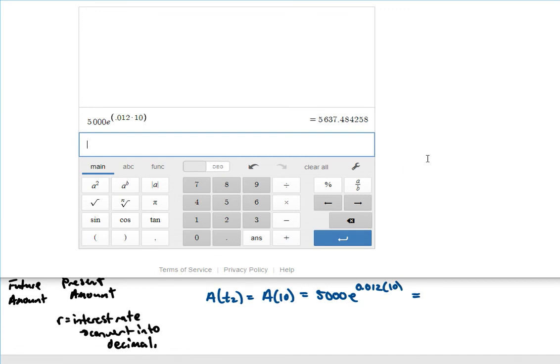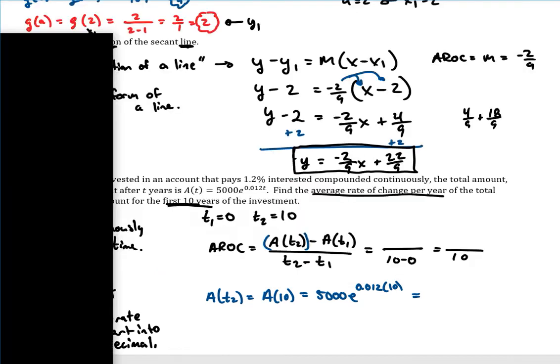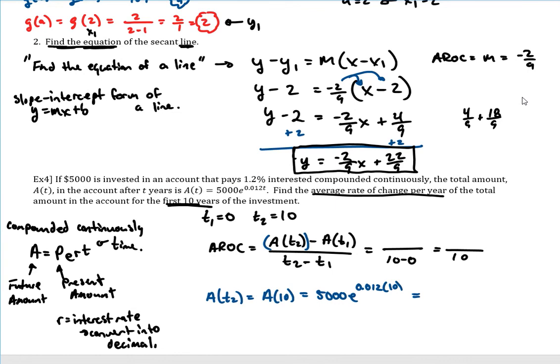Okay, so we get 5,637.48. That was the blue one. Let me cloud that. So that's A of T2, the little t of little 2, I mean. And then we got that value, so that would go here. 5,637.48. Oops, I wrote 5,000, I saw the 7 wrong.